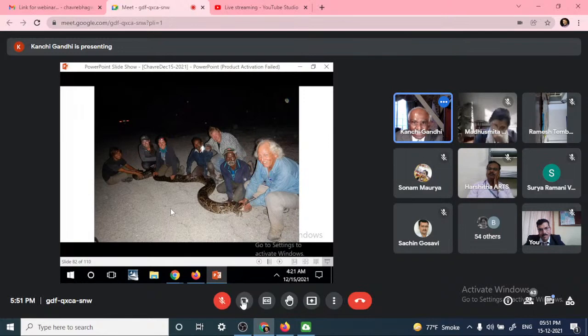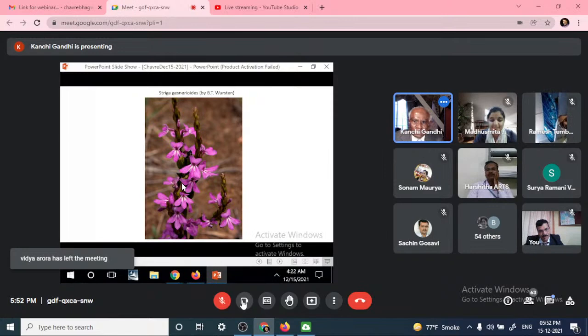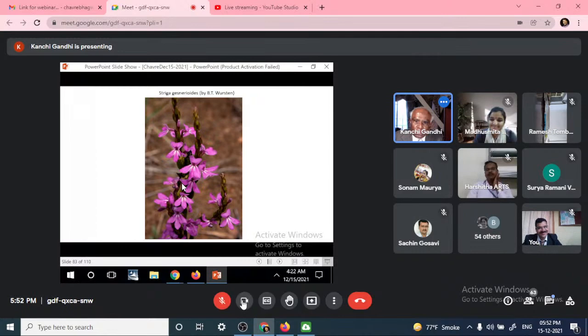This is another very important thing. Striga. I was talking to Dr. Chavri yesterday. Yes, many South Indian botany students know this plant, Striga. In 1969, when I was an MSc student, I openly admit, I was very poor in plant taxonomy. I was not interested. My interest was in plant physiology and biochemistry. But I needed to pass plant taxonomy to get my degree.